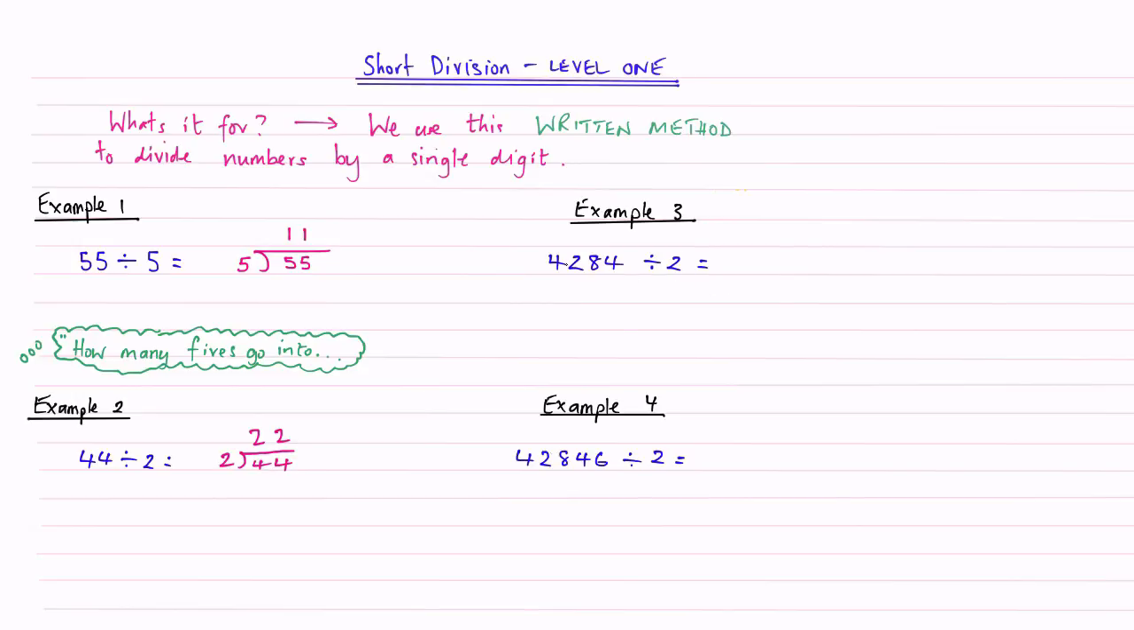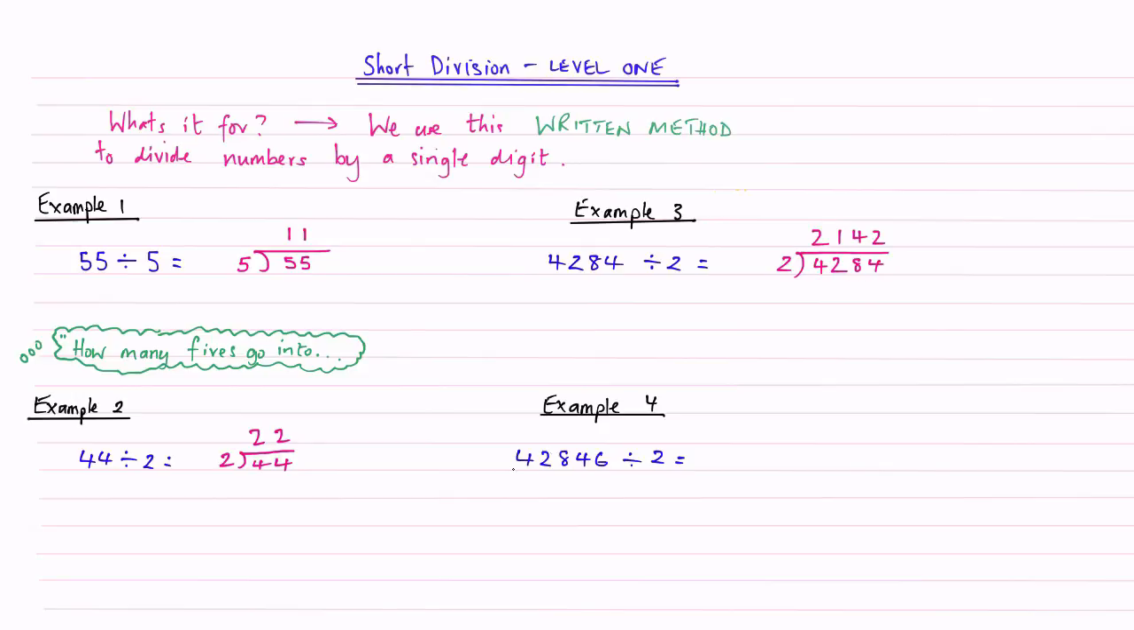If we look at example number 3, now this is 4 digits long, but it doesn't matter. The process, the method is exactly the same. It doesn't change. All that changes is your line and your curly brace are just going to get a bit wider. So write your numbers underneath: 4,284, and the number that we're dividing it by is 2. 4 digits this time. So how many 2s go into 4? There's 2. How many 2s go into 2? 1. How many 2s go into 8? Well, that's 4. Then how many 2s go into 4? That's 2. So 4,284 divided by 2, and the answer is 2,142.